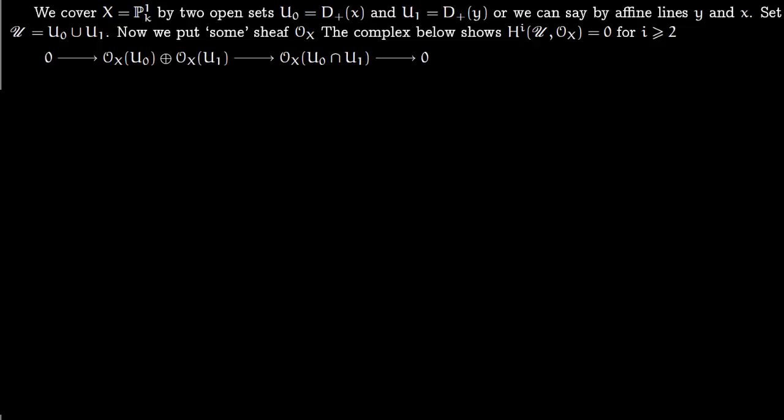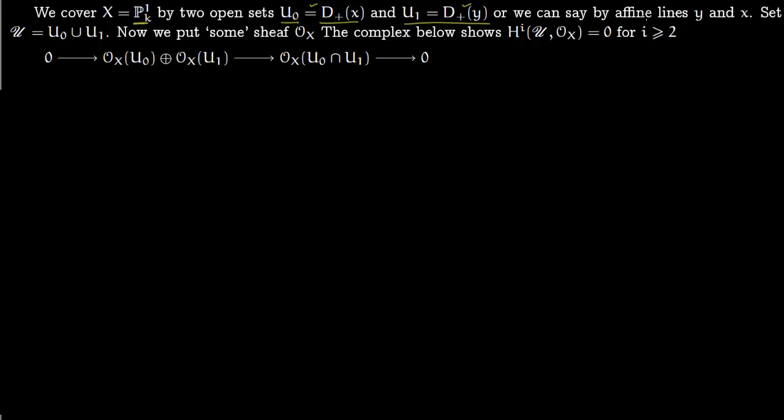We want to compute the Čech cohomology of the projective line. In fact, we will put two different sheaves on it. Say X is the projective line, and this X is covered by two open sets, U0 is D+(x) and U1 is D+(y). This notation you can find on page 76 of Hartshorne.